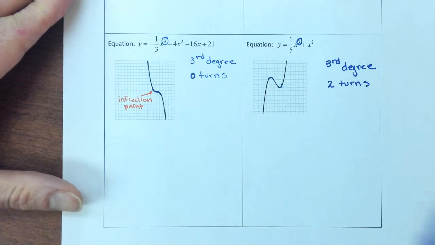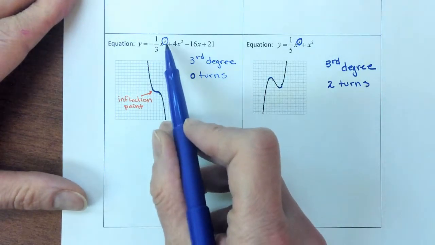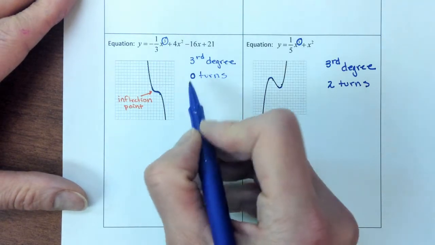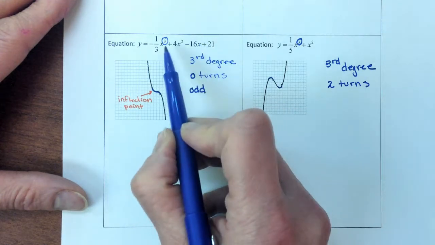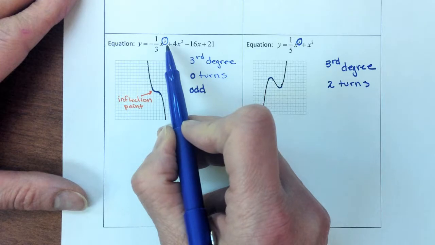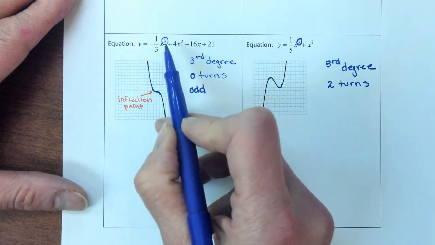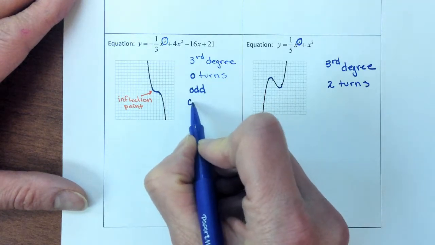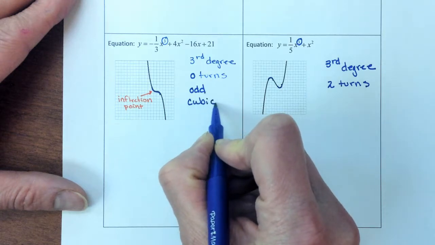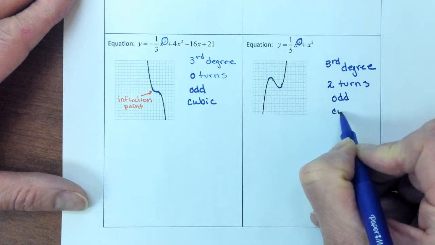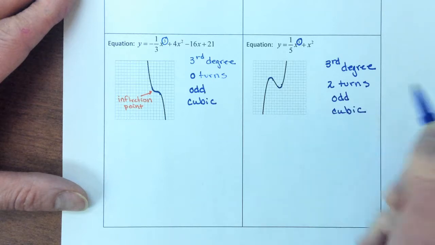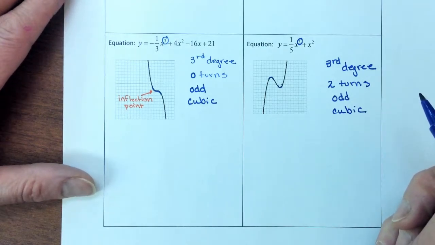Okay, so getting back to this first one here, this is odd. It's an odd function because it has a degree of 3. And because it has a degree of 3, it is also cubic. We can say the same about this one. This is odd, and it's cubic because the degree is 3.